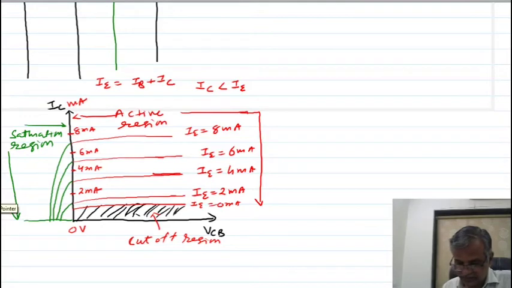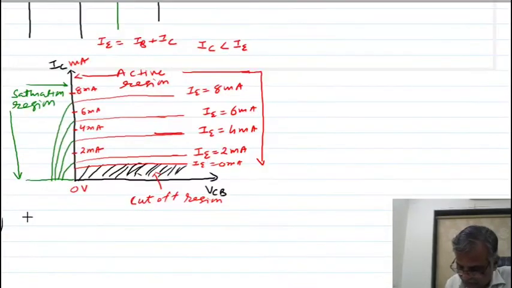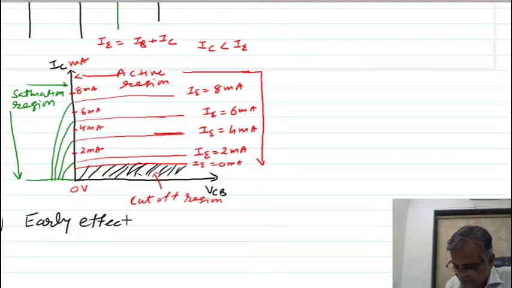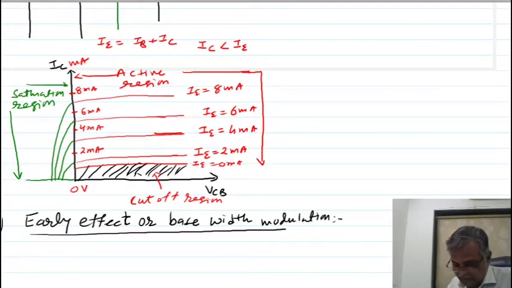Now, this is what I had to discuss about the output characteristics. Now, I will discuss some important points. First point: early effect, or it is known as base width modulation. Let us see what is the early effect or base width modulation.